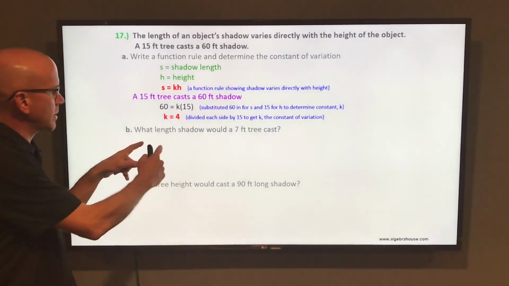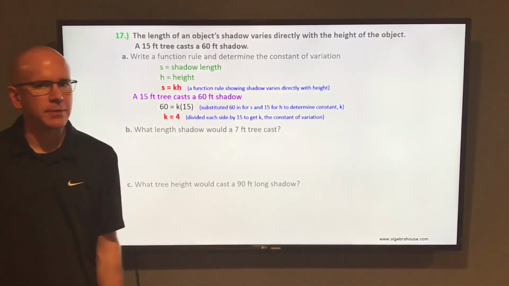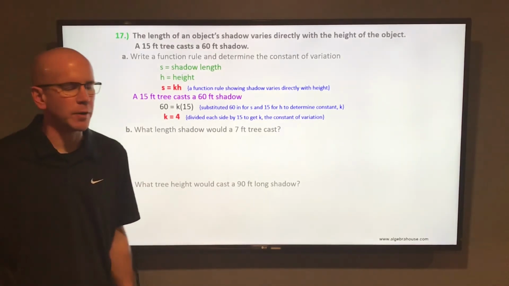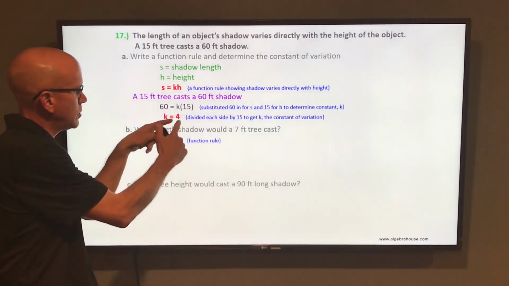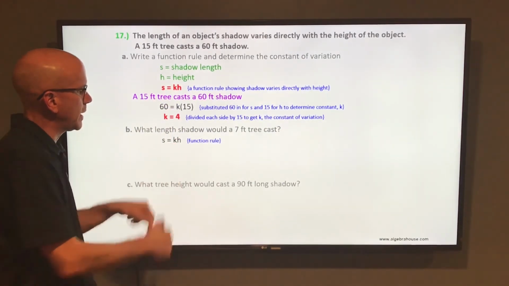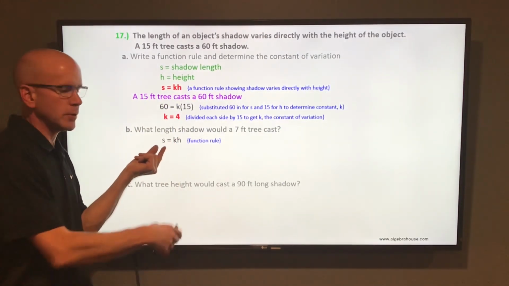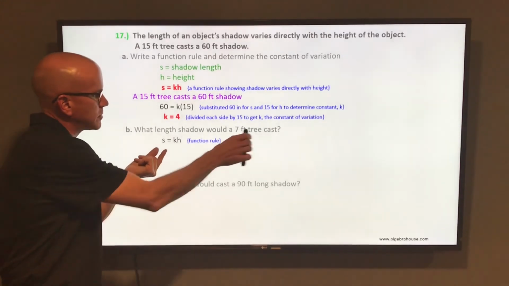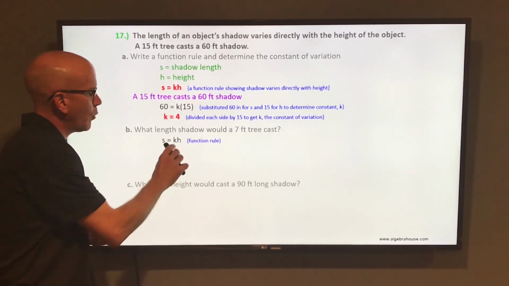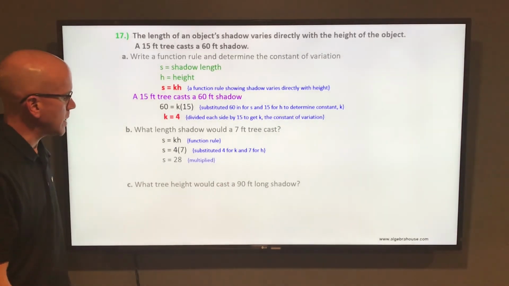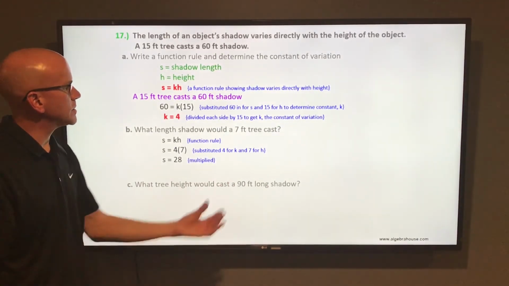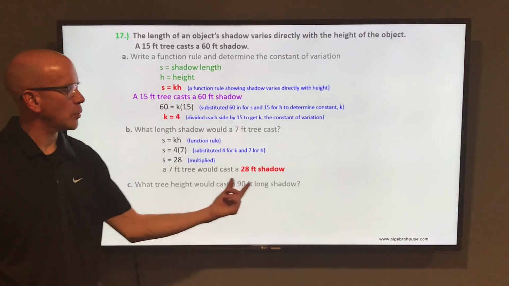Now, it says, what length shadow would a 7-foot tree cast? You could set up a proportion here if you wanted to. Or you could just use this S equals KH. You know that K is 4, so 4 is going to go in for K. You're finding the shadow, you're finding S, and you know the height. So put 7 in for H, 4 in for K, and that will give you the shadow. It's 28. So a 7-foot tree will cast a 28-foot shadow.